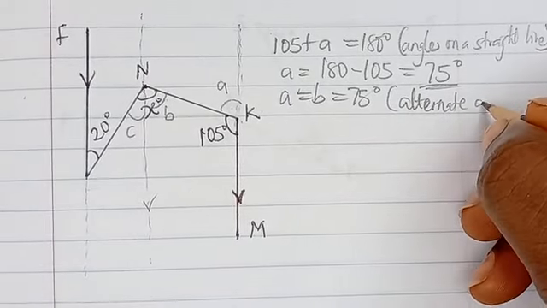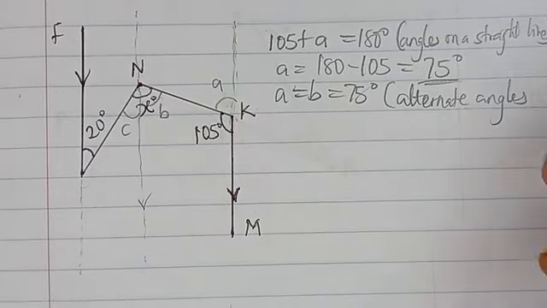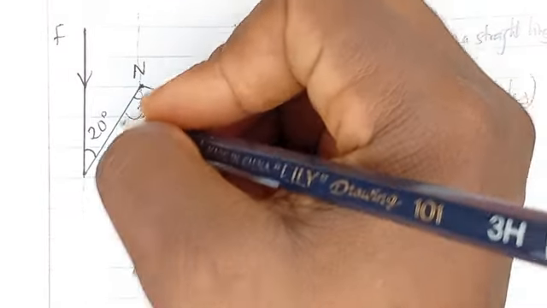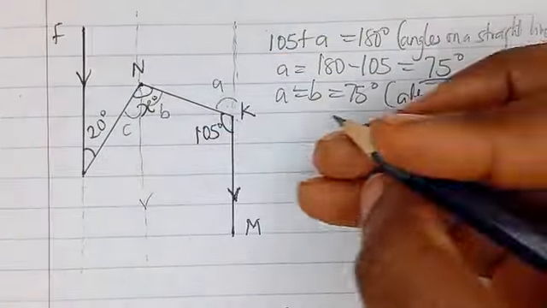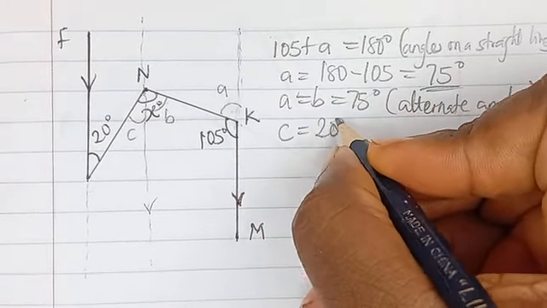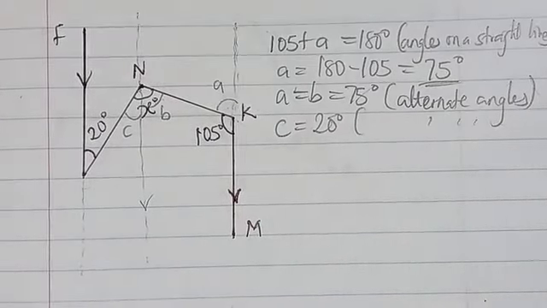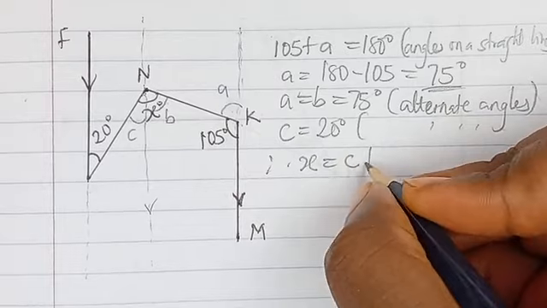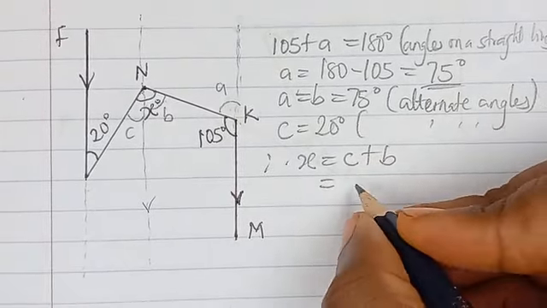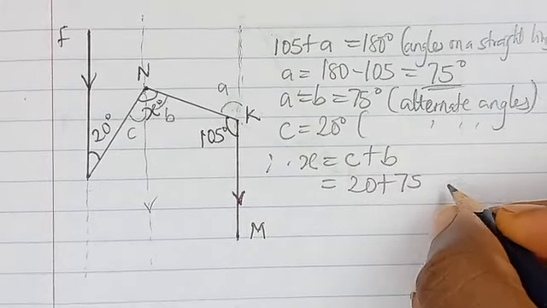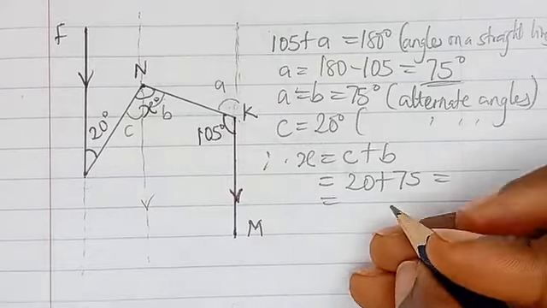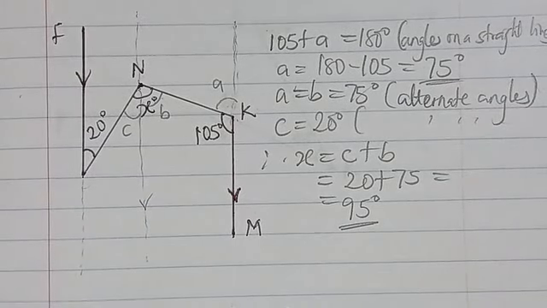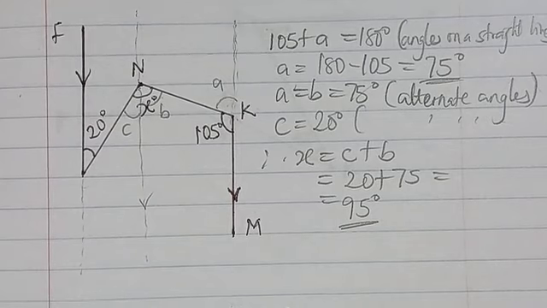Alternate angles. Okay, so now we are left with angle C. We can see the alternate angles, right? So we see that angle C is equal to 20 degrees, and our reason is what? Alternate angles. And therefore, angle X is equal to angle C plus angle B, where angle C is 20 and angle B is 75. 20 plus 75 is equal to 95 degrees. So angle X is equal to 95 degrees.